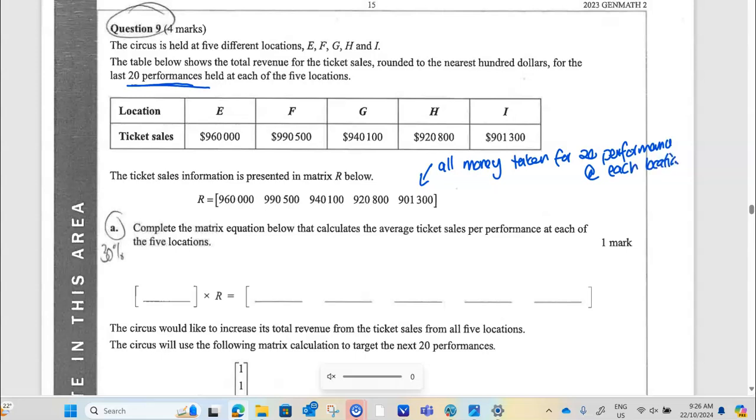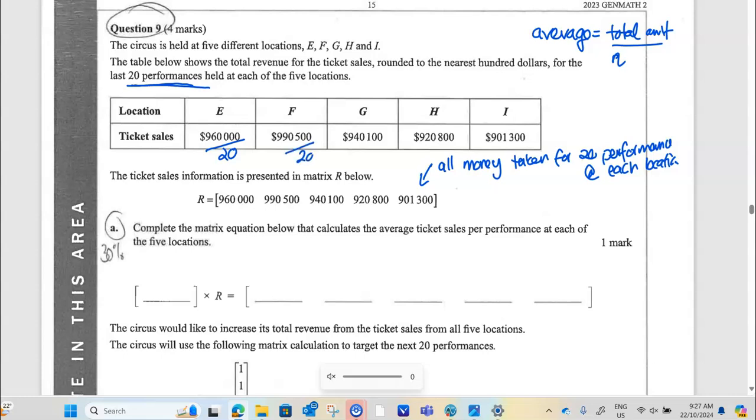It says complete the matrix equation below that calculates the average ticket sales per performance at each of the 5 locations. So this is for the 20 performances. They want to know what the average was. So how do you find the average? You put the total amount divided by the number of times. Is that correct? So I pretty much want to divide this by 20. Would you agree? And all of them.